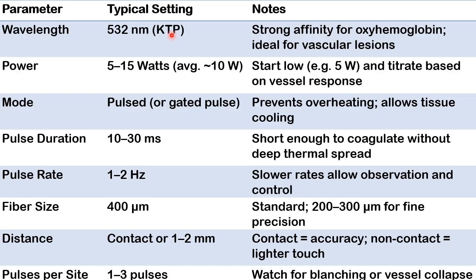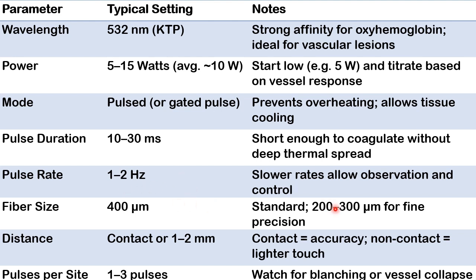A preferred laser for the vascular abnormalities of the vocal folds is the KTP 532 laser. In high power settings, somewhere between 5 and 15 watts. The usual approach is that you start with the lower watts and then titrate upwards based on the vessel response. The mode is usually pulsed to prevent overheating of the tissues, and the pulse duration is very short at 10 to 30 milliseconds. The pulse rate is also slower, and it can be used with fibers.